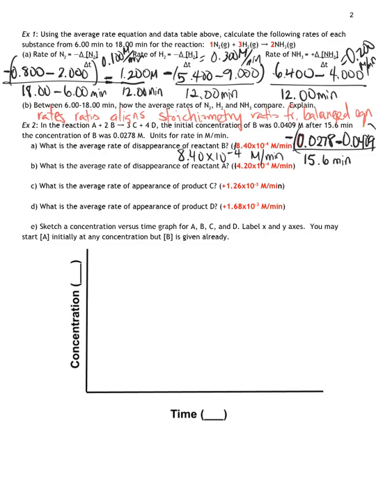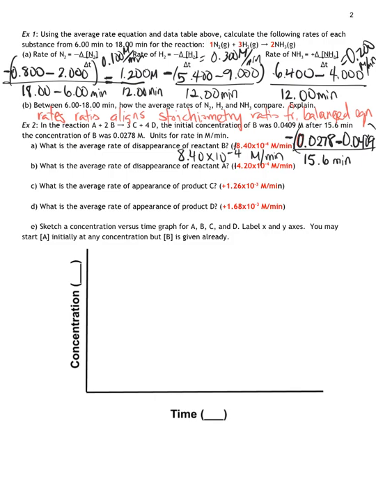Now, we're not given any data about A, C, or D. We are only given data about B, the concentration of B. So how do you suppose we would go about finding A, C, or D? Well, you're correct if you said you're going to use the mole ratio, because that's exactly what will help us to proportion the other rates.